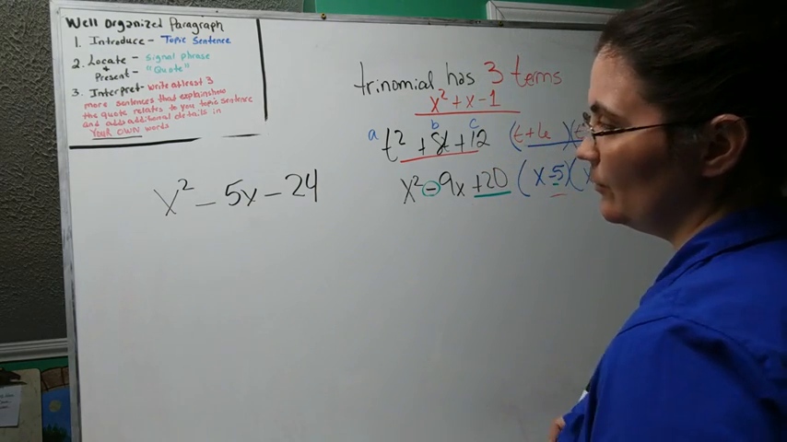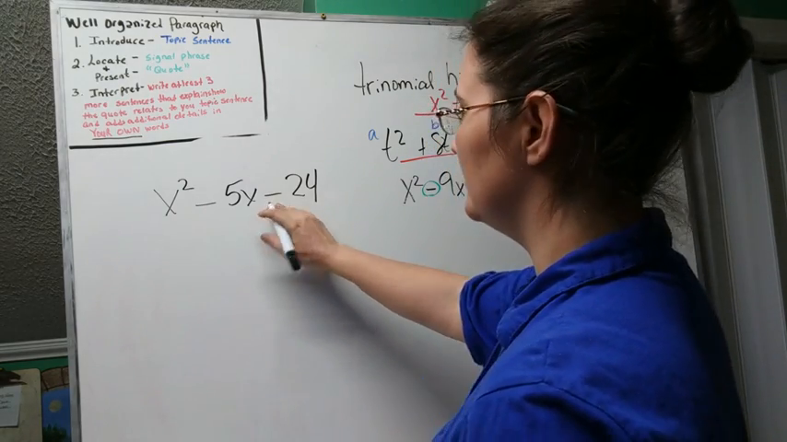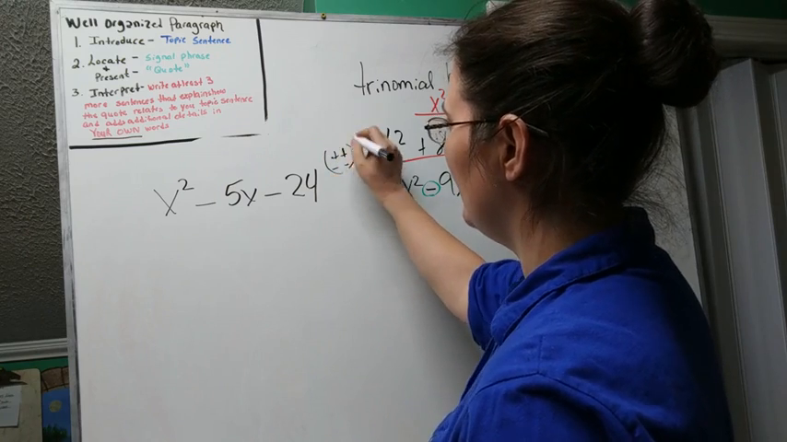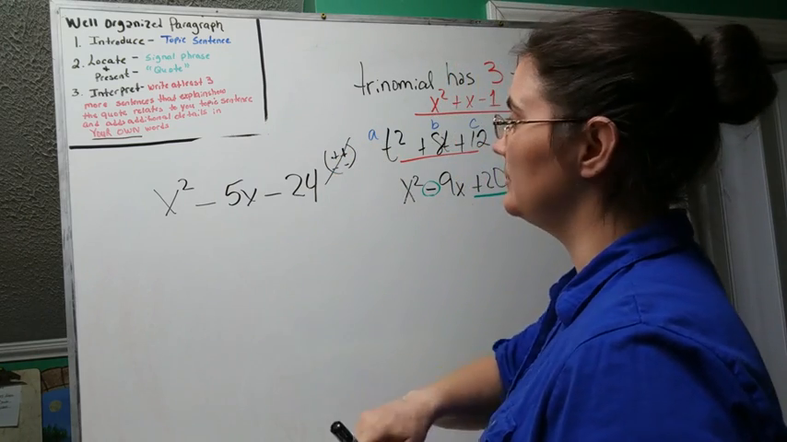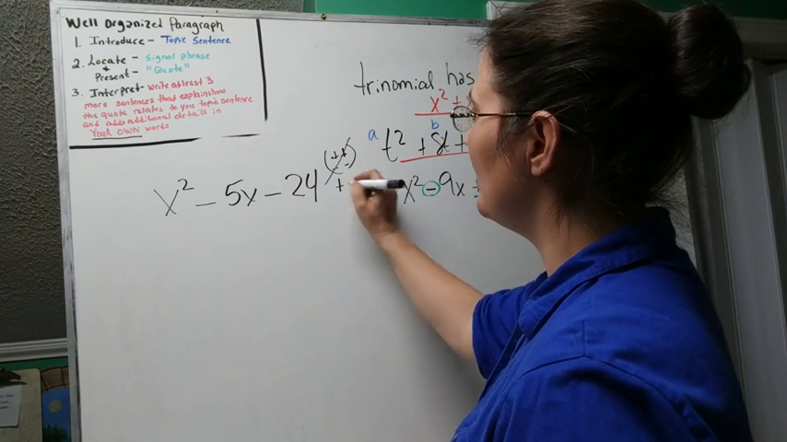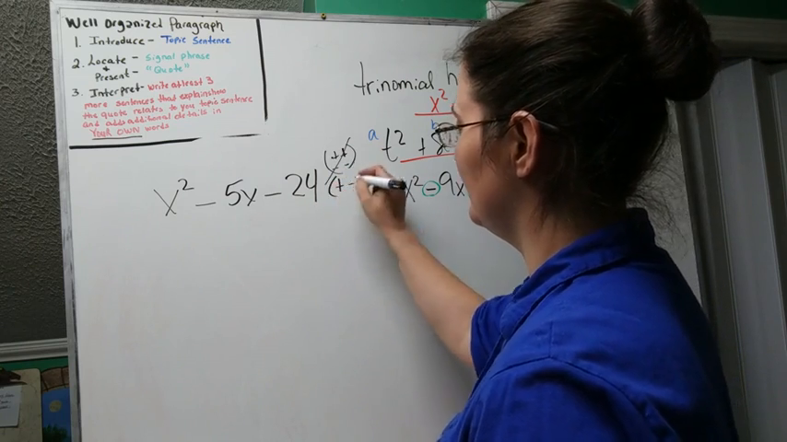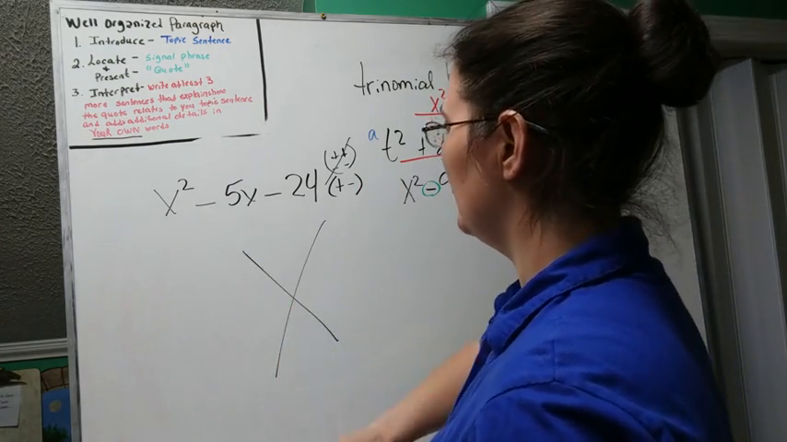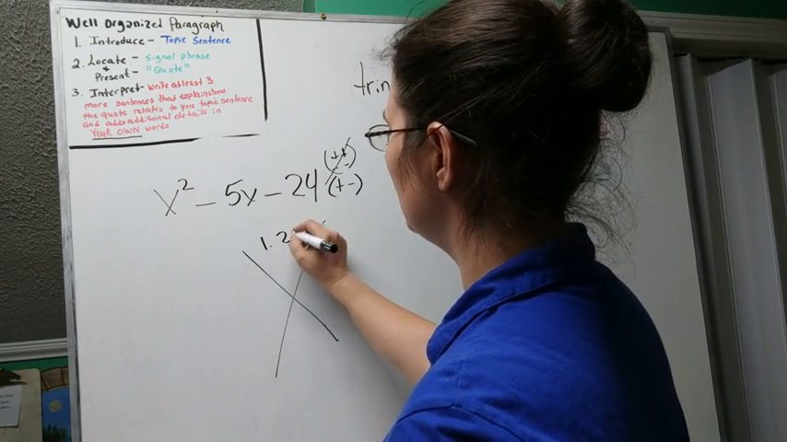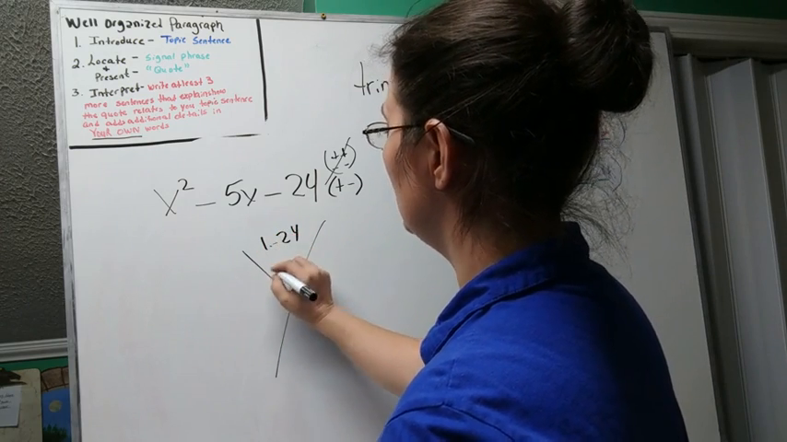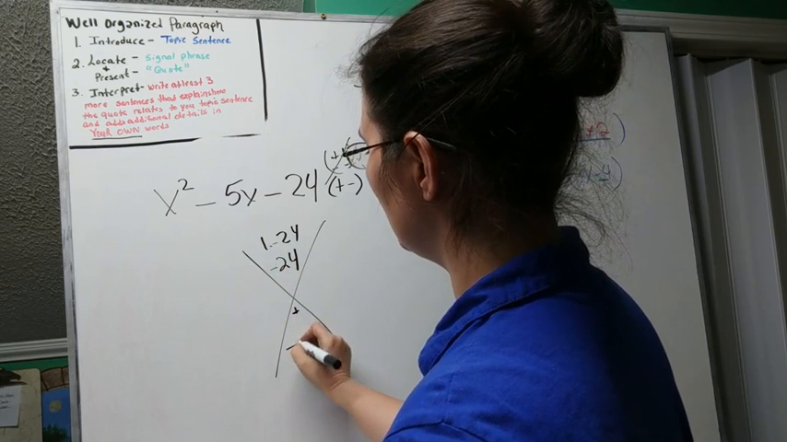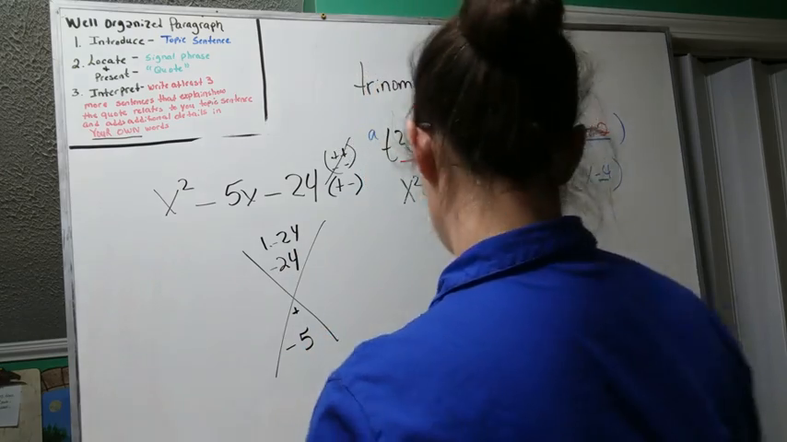So I know I can't have two positives or two negatives. That won't work. That would make this a positive. So I'm going to have a combination of a positive and a negative. Okay, so if we make our thing here, 1 times 24, negative 24 is negative 24. And when I add those together, I'm going to get a negative 5 this time.